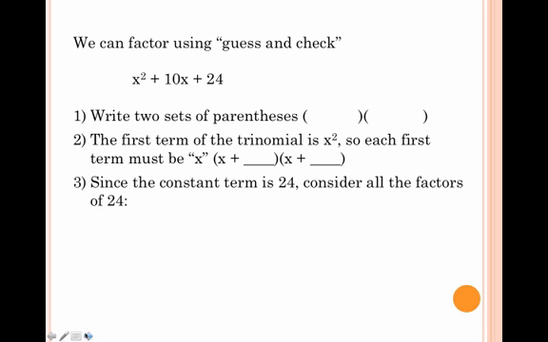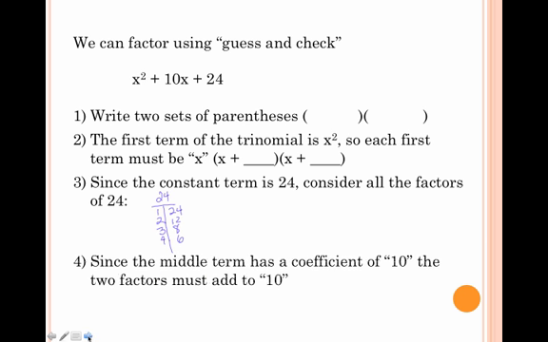And since the constant term is 24, I need to think of all of the factors that give me 24. So I'm going to set up a little T-chart, 24, and just like we did when we were coming up with the area and perimeter in that one textbook problem, I know that I've got 1 and 24, 2 and 12, 3 and 8, 4 and 6.